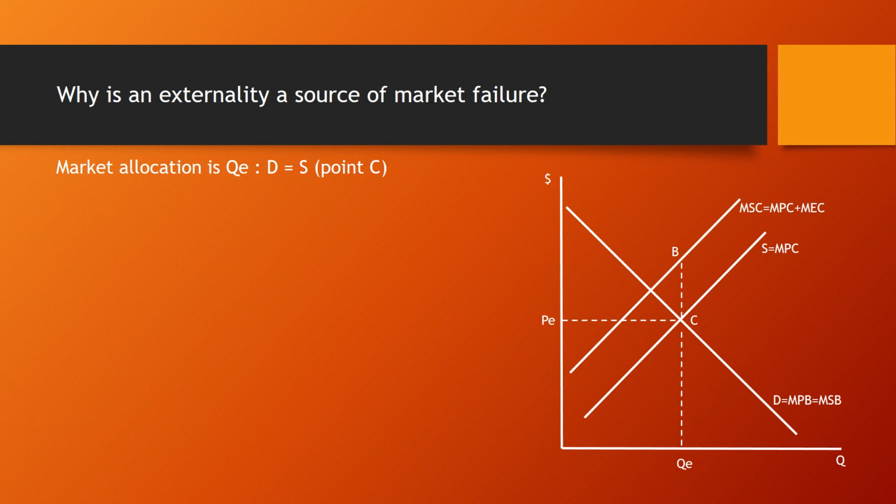Notice also in this model with a negative externality that demand equals marginal private benefit equals marginal social benefit. This is the situation if there were no externalities, and the presence of a negative externality means the same thing. It only means that the marginal social cost is greater than the marginal private cost. That is, when compared with a model without a negative externality.